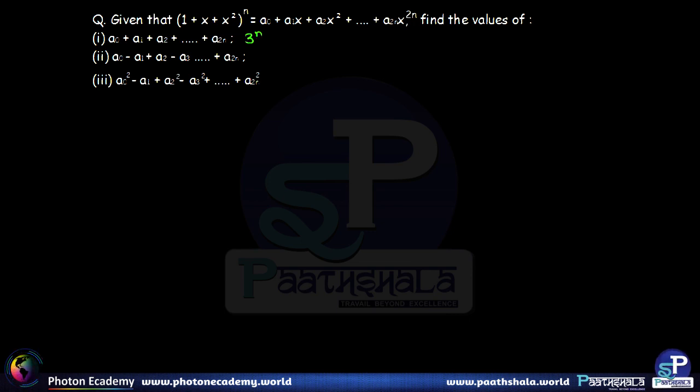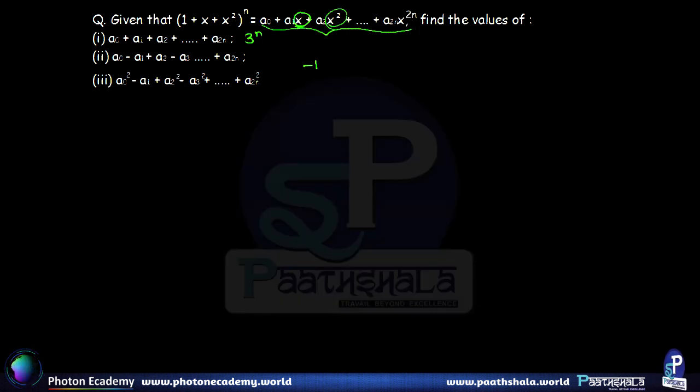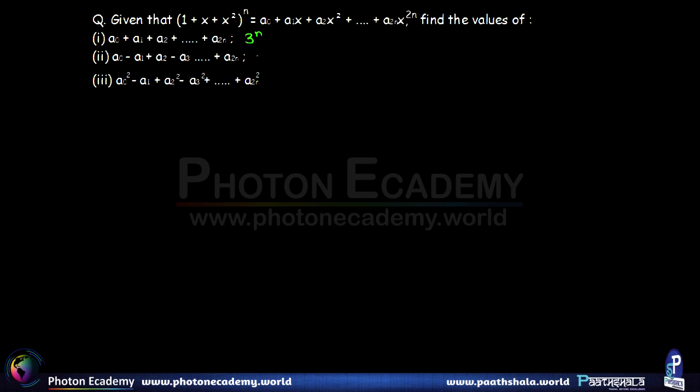Okay. Now for the second question, it is a0 minus a1 plus a2 minus a3. So again, similarly, it's just this equation, except that all of the x terms are replaced by minus 1. So all the odd terms will become minus 1 and all the even terms will remain positive. So replacing x by minus 1, we have 1 minus 1 plus 1, so that is only 1, and 1 raised to n, so that's again just 1. So the answer of the second question is 1.